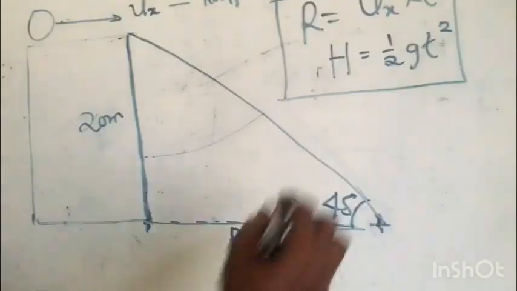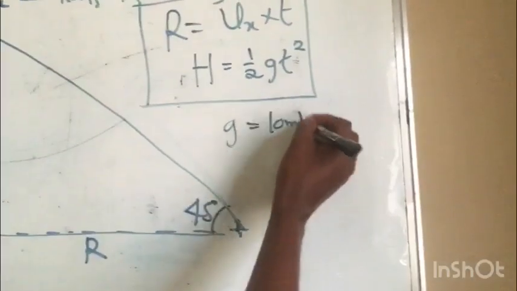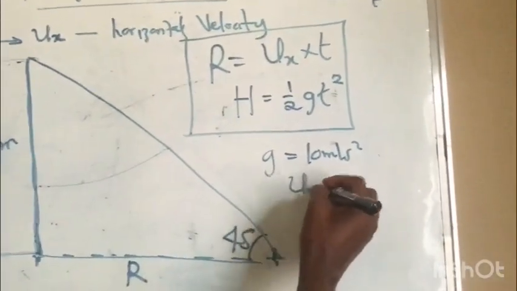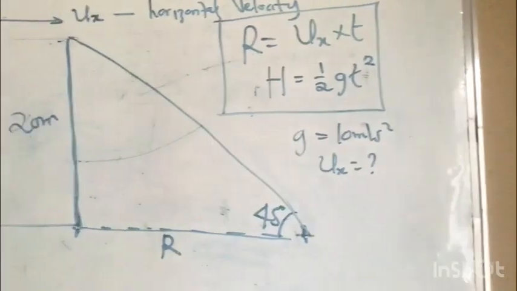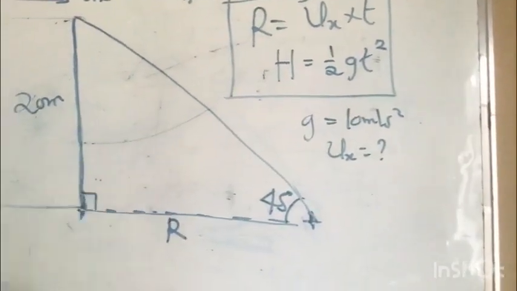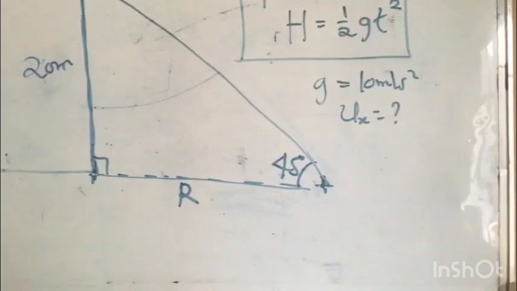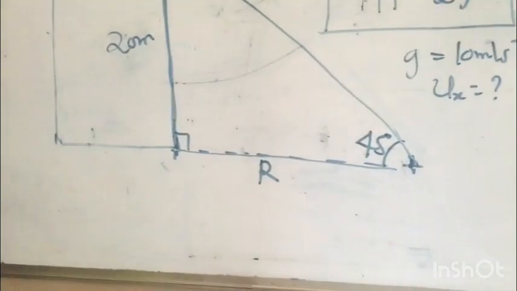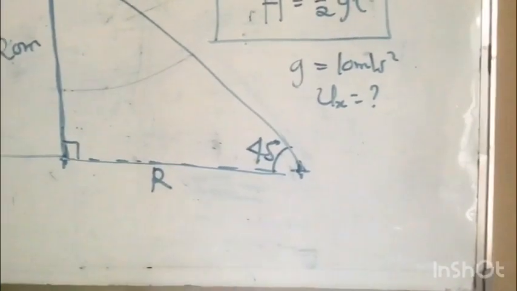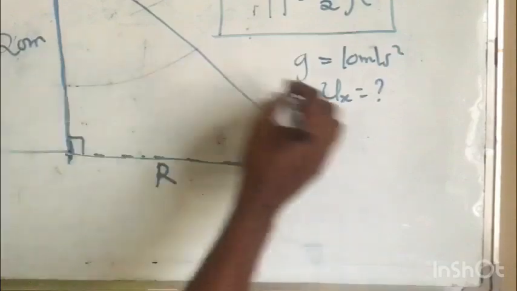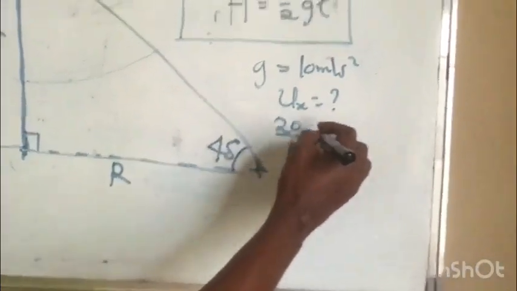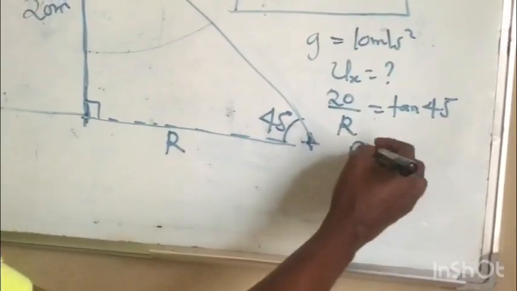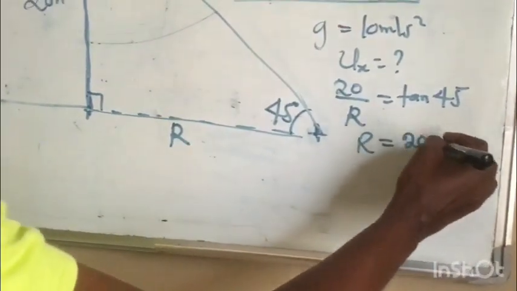We are given that g equals 10 meter per second squared. We are now told to find our initial velocity, that's horizontal velocity ux. Now if you see this diagram, it represents a right angle triangle, and we can use our SOHCAHTOA to get the range here. This is opposite over adjacent, and what relates opposite and adjacent together, that's tan. So that means opposite 20 over adjacent range equals tan 45. As we all know, tan 45 is 1. That means my range here is equal to 20 meter.